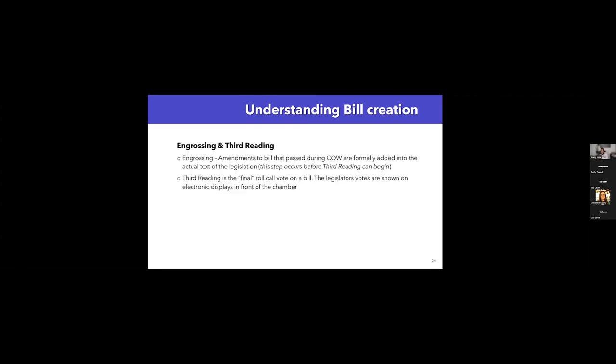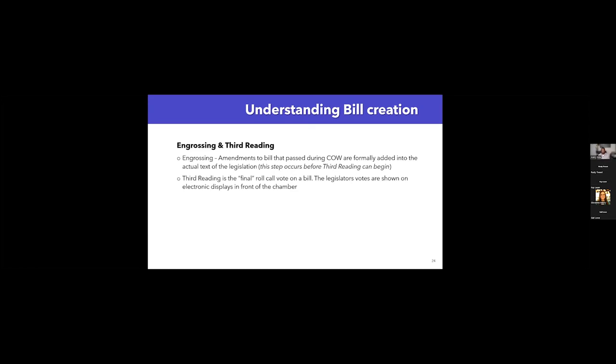So then after CAL, let's say it makes it out of CAL, it goes through an engrossing and a third reading. And engrossing is basically when they take all the amendments that the bill had being passed in CAL, they're formally added to the actual text of the legislation. So before, you have amendments that are separate pages from the draft of legislation, engrossing means they take all those amendments and put them together in one document. At that point, they have a third reading, and this is the final roll call vote on a bill.